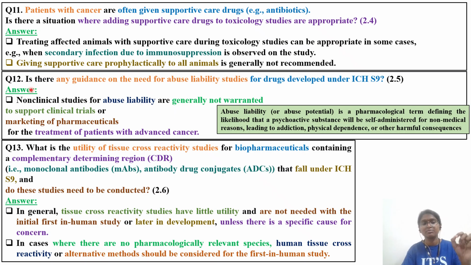Next question, question number 12. Is there any guidance on the need for abuse liability studies for drugs developed under the ICH S9 guideline? When I was reading about this, I was trying to understand what this abuse liability is. Generally, when we come across abuse liability, we see it only with respect to drugs of abuse, which are recreational drugs like morphine or fentanyl.